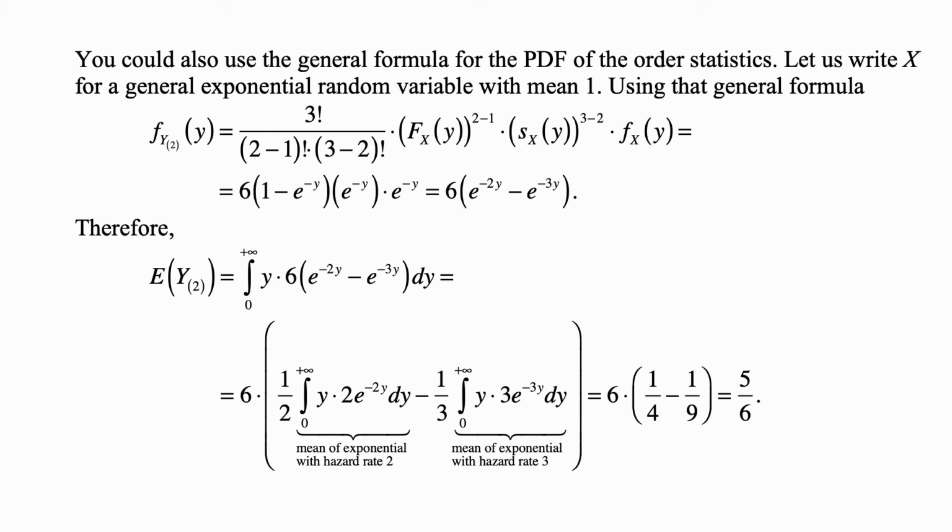So this is really 1/2 times 1/2, so a quarter, minus 1/3 times the integral from 0 to plus infinity of y times 3e to the minus 3y dy, and that's the mean of an exponential random variable with hazard rate of 3, which is 1/3, so this is really 1/3 times 1/3. So what we obtained is 6 times (1/4 minus 1/9), and that's equal to 5/6.